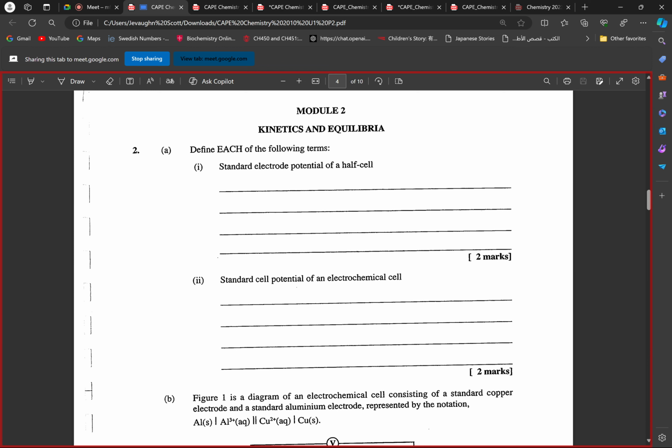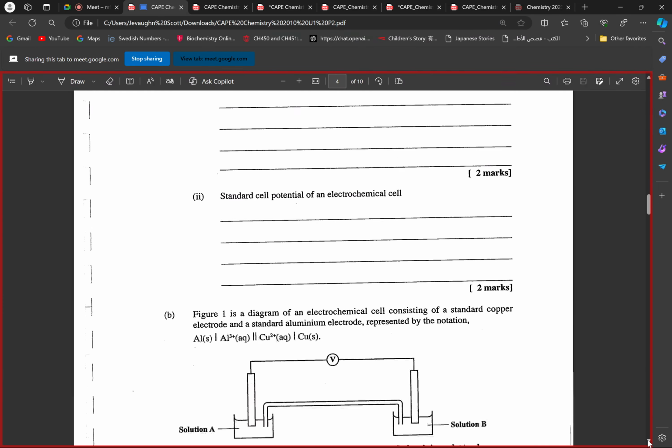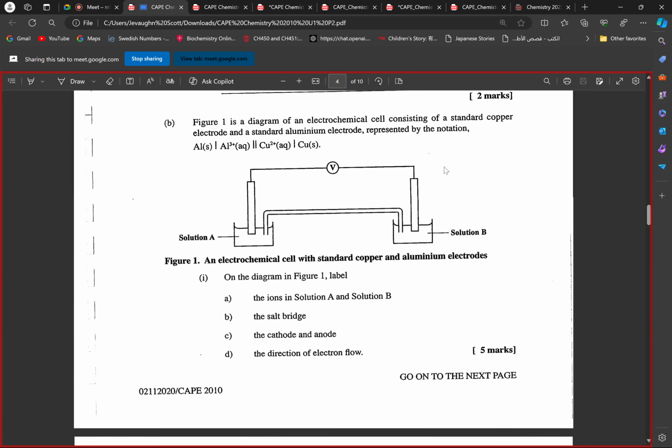Standard electrode potential of a half cell. What is that? It's a potential difference measured at a half cell when it is attached to a standard hydrogen electrode under standard conditions. And the standard cell potential of an electrochemical cell is the combined potential difference measured when two half cells are combined. And here now we are asked to label the diagram.